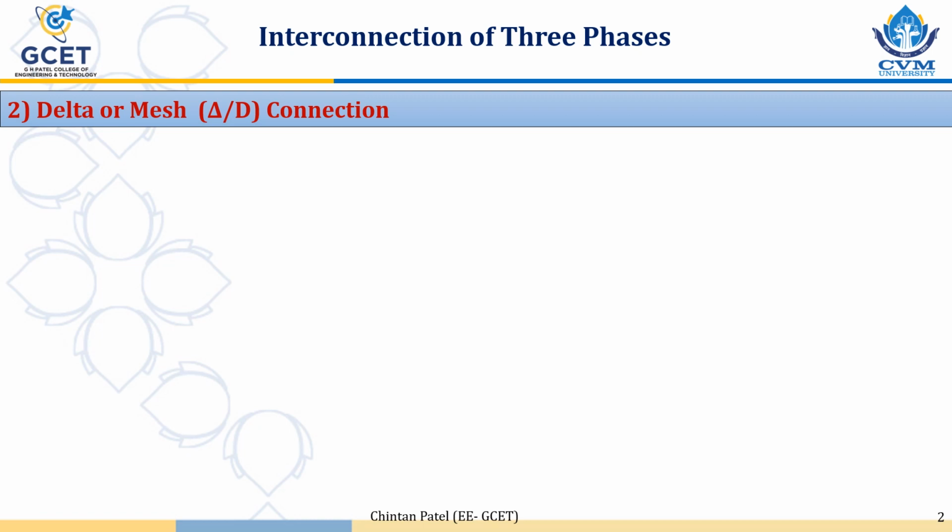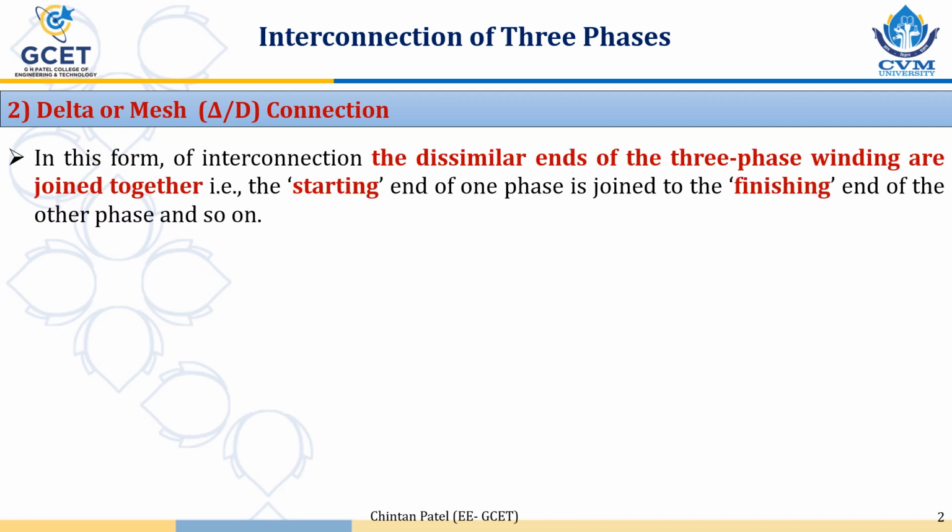Now let's see the second method of connecting three single-phase generators to generate three-phase power. This method is called delta connection or mesh connection, and the symbol is this triangle, that is delta or D connection. How can we have a delta connection?